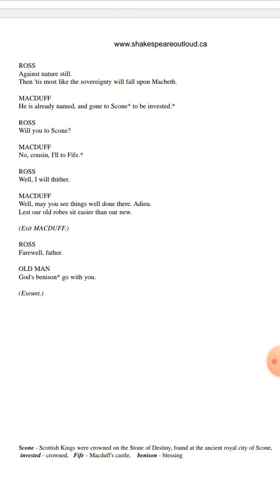Rose: Farewell, father. Old Man: God's benison go with you, and with those that would make good of bad, and friends of foes. And Old Man says, God's benison means blessing. So may God bless you, and those that would make good of bad, and all those who are bringing out good from evil, and friends of foes, turning enmity into friendship. So that's the end of scene 4 of Act 2.